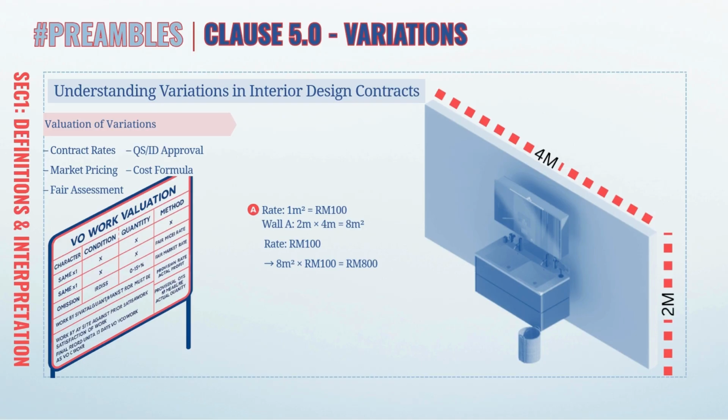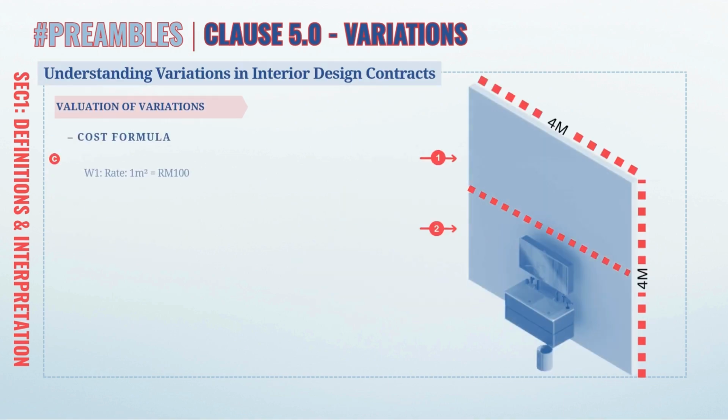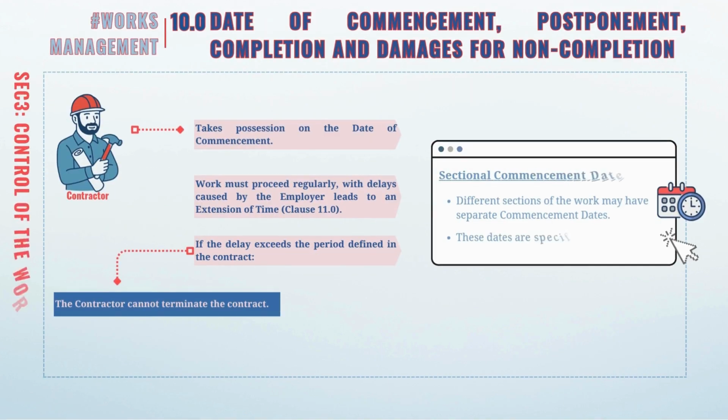Valuation is calculated by multiplying the wall area with the rate per square meter stated in the contract. For example, if the wall is 2 meters by 4 meters, that will be 8 square meters. At the rate of 100 per square meter, the cost will be 800. If any wall is larger or has a higher rate, we just multiply that and add any extra charges to get the total. The contractor takes control of the commencement date.